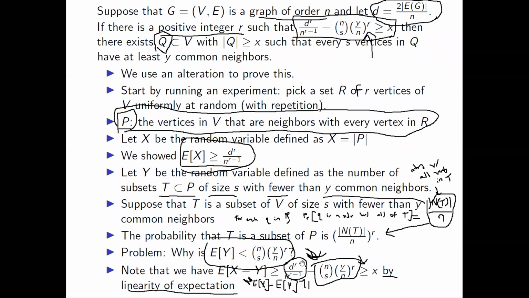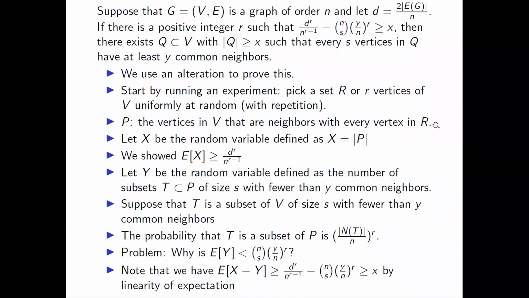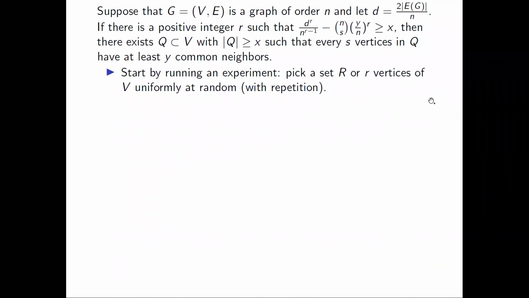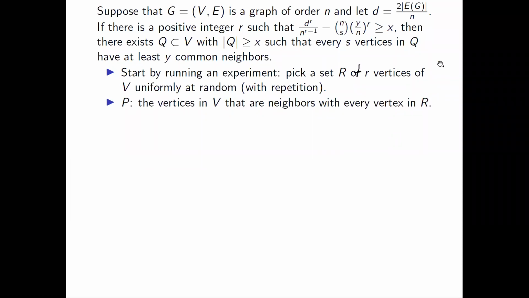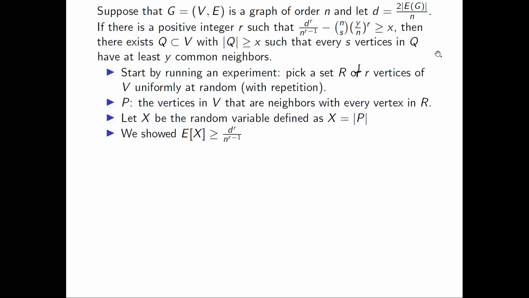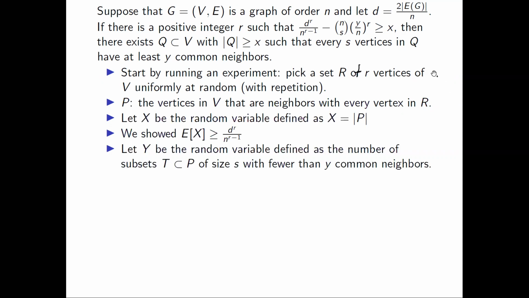So we're almost to the end. We didn't perform the alteration yet, but this tells us what alteration we should perform. And before we see that, let me clear that. So we ran our experiment where we picked our set, big R, of little r vertices of V uniformly at random, and again with repetition. We defined big P as the vertices that are neighbors with every vertex in big R, and we defined X to be the random variable that is the cardinality of big P. We showed that the expectation of X is at least d to the r over n to the r minus 1. We define this random variable Y as the number of problem subsets in X. So these are the subsets that prevent X from being the set Q that we're looking for in the dependent random choice lemma.